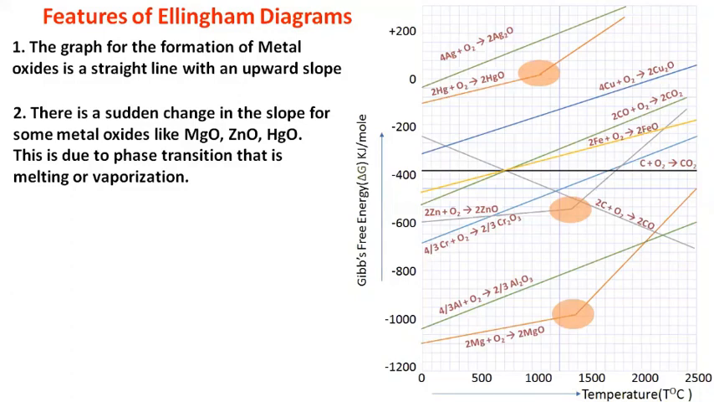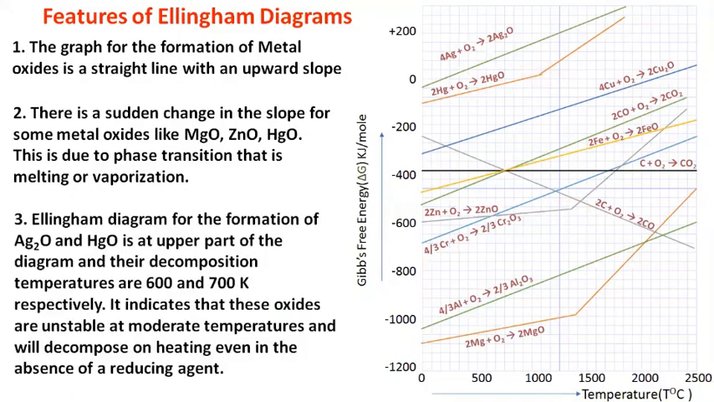Due to the phase transition of those metal oxides, you can see that there will be a sharp curve or a sudden change in the slope. So especially with respect to the slope of magnesium oxide, zinc oxide, and mercuric oxide, you can identify this. These sharp curves are due to phase transition. You have to remember the word phase transition. Phase transition means conversion of solid phase to liquid phase to vapor phase.